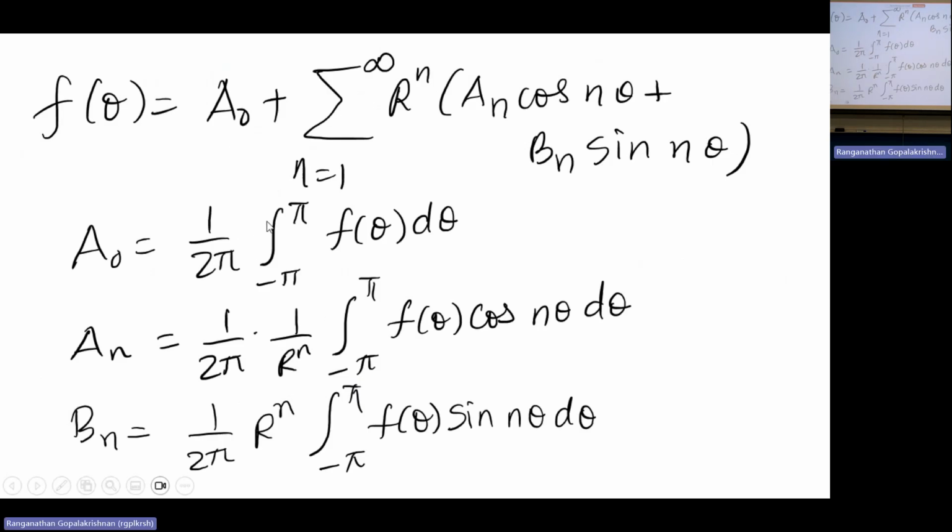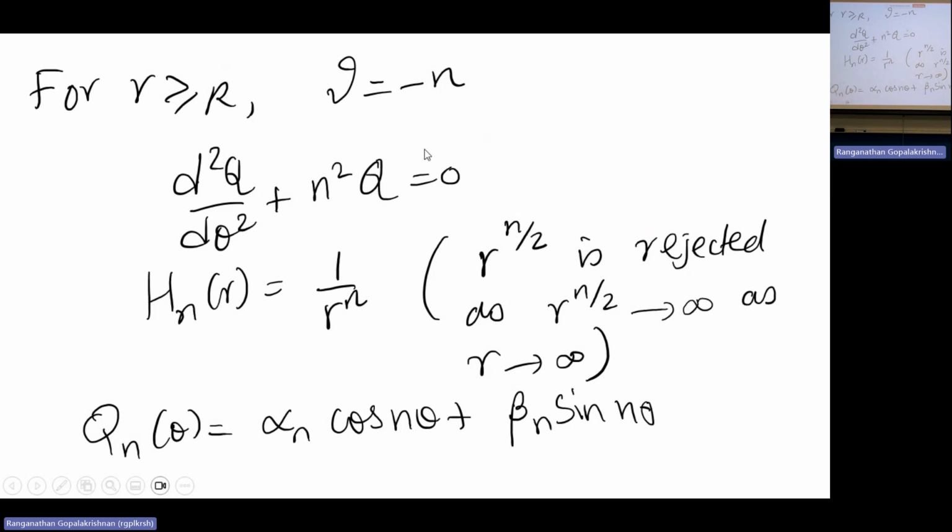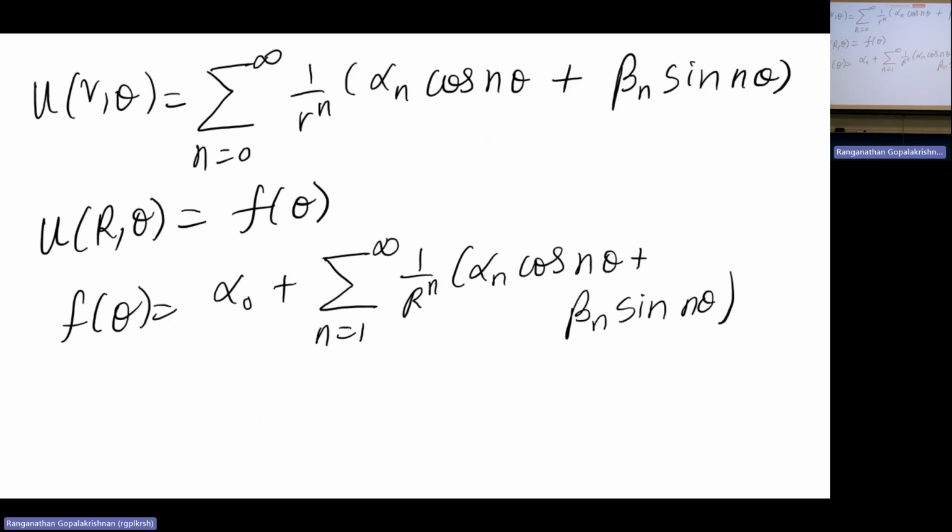So you can evaluate the constants, and the same problem repeats if you are interested in the external domain. Just make the other choice. Everything else remains the same using the boundary condition. The only constraint is your function h has to be finite valued when r goes to infinity. That you can ensure by choosing the other function, r power minus n by 2, to be 0, and this is the remaining part. So we get this complete solution.